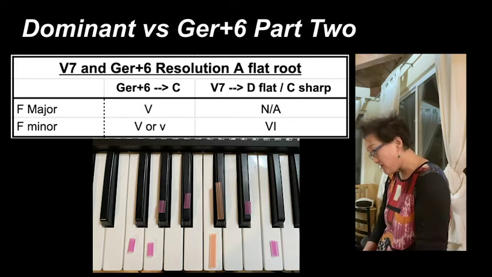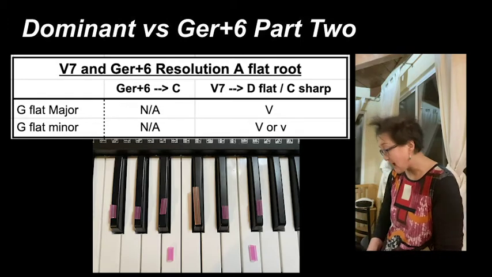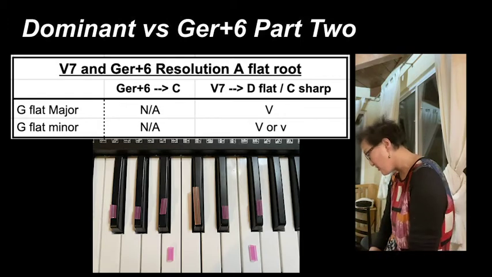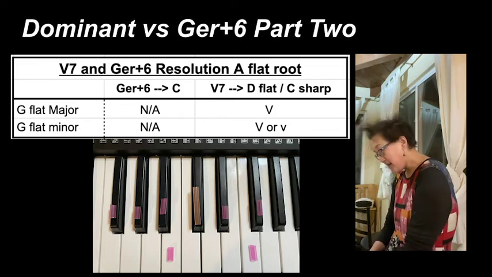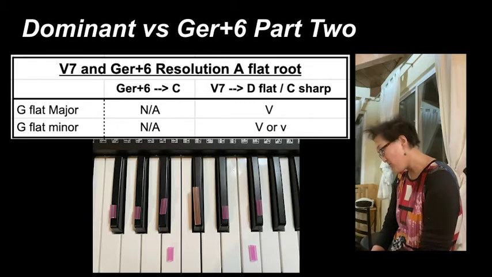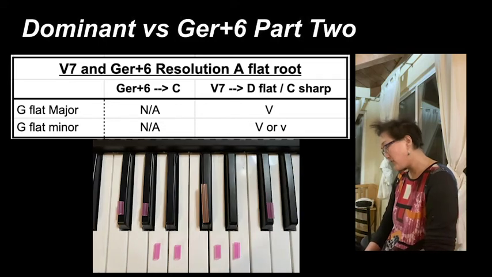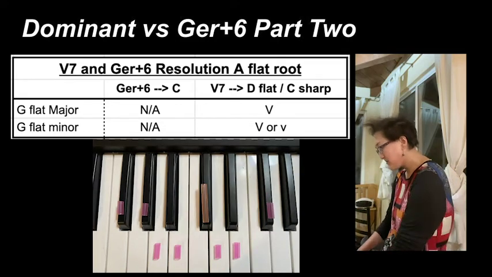Okay, G flat. We've got that D flat again available to us. So we've got G flat. D flat is the 5 of G flat. So we've got 5 of 5. All right, how about G flat minor?